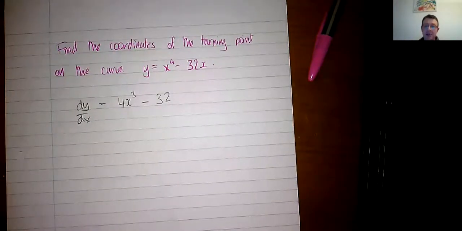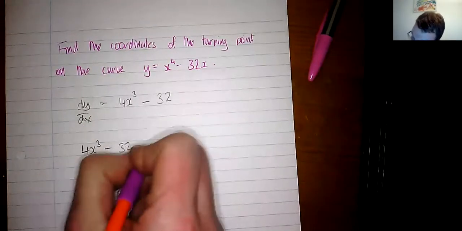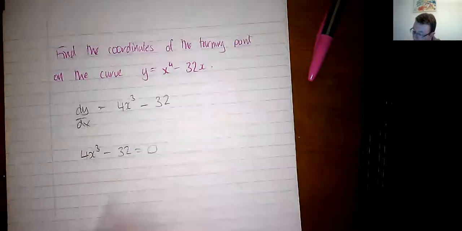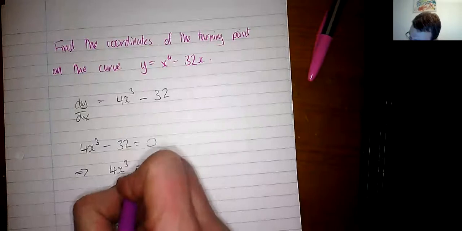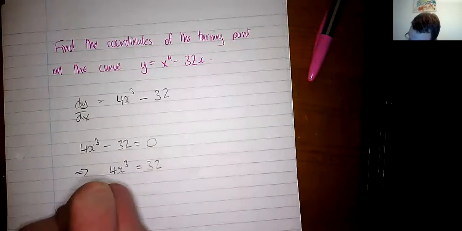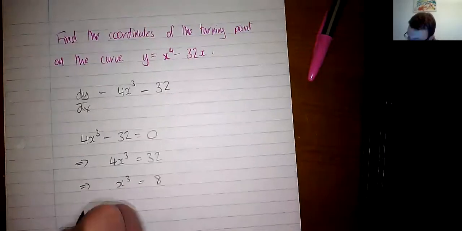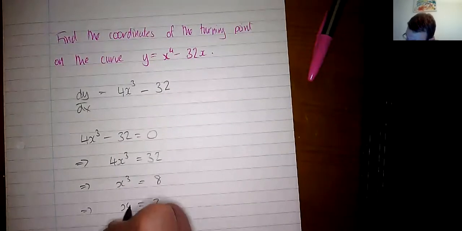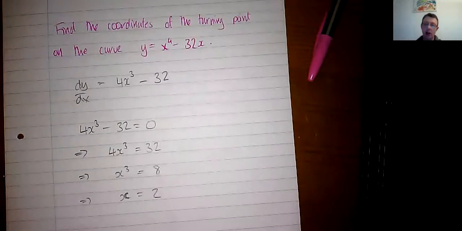Now what? I want that to be 0. So 4x cubed minus 32 equals 0. So therefore, I'm going to write it like this: 4x cubed equals 32. So x cubed equals 8. So therefore, x equals 2. Okay, and that's it. Well, it's not it because that's the x coordinate, but that's all the hard work done.